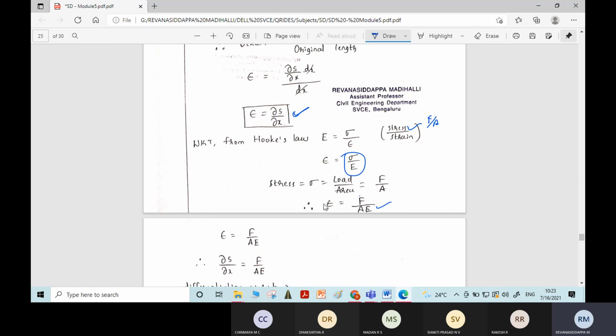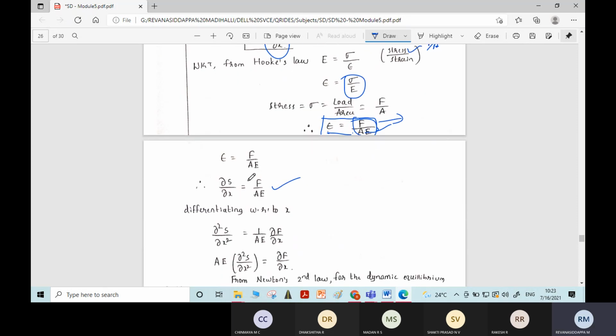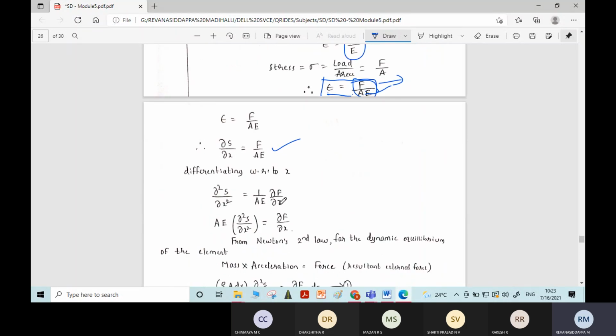F by A into E. By using this equation, epsilon is equal to F by A E here, and epsilon is equal to del s by del x in the other equation. So from these two equations we can write del s by del x is equal to F by AE. That is written here: del s by del x is equal to F by AE.